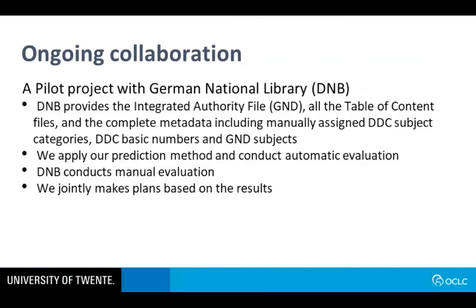We also have ongoing collaboration with the National Library of Germany. Basically, we want to use the same method to predict the GND subjects, DDC subject categories, or DDC basic numbers. We applied the method and conducted our own automatic evaluation, like what I showed you before, the precision at up to 100 positions. And the preliminary results are looking good. So we submitted our results to the DNB, and they are actually conducting the manual evaluation right now. Hopefully, in a short while, we can report more concrete results in terms of this pilot project.